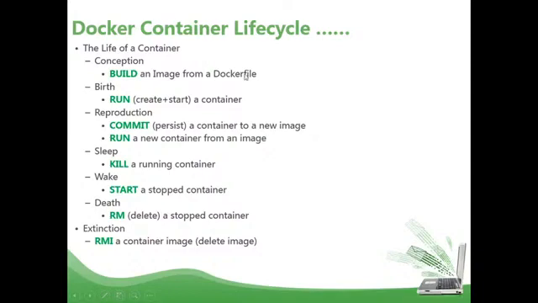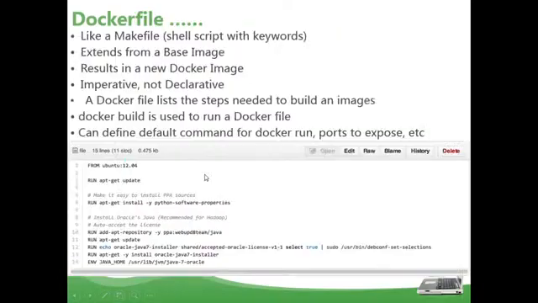A Dockerfile is like a configuration file. Every kind of technology has a main configuration file, and the Dockerfile is this configuration file. Then run will start the container. Then we can use commit. Run starts a new image, kill will stop, and start will restart that. rm will delete, and rmi will delete the image.